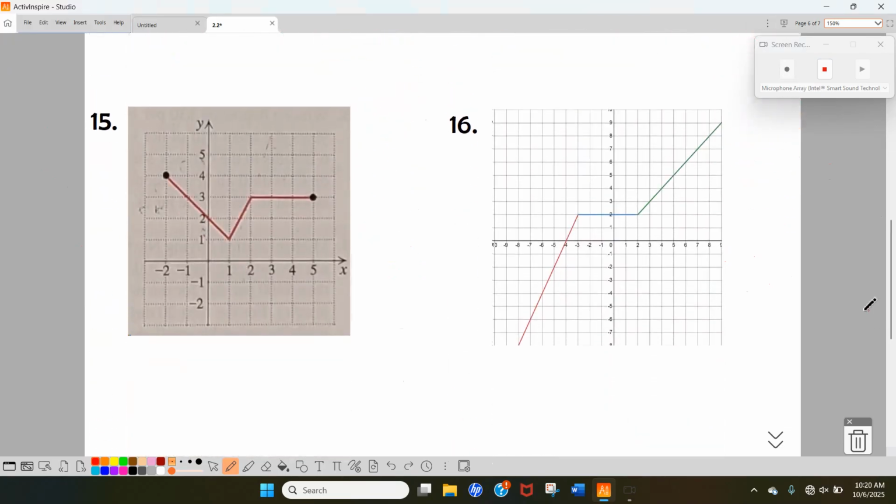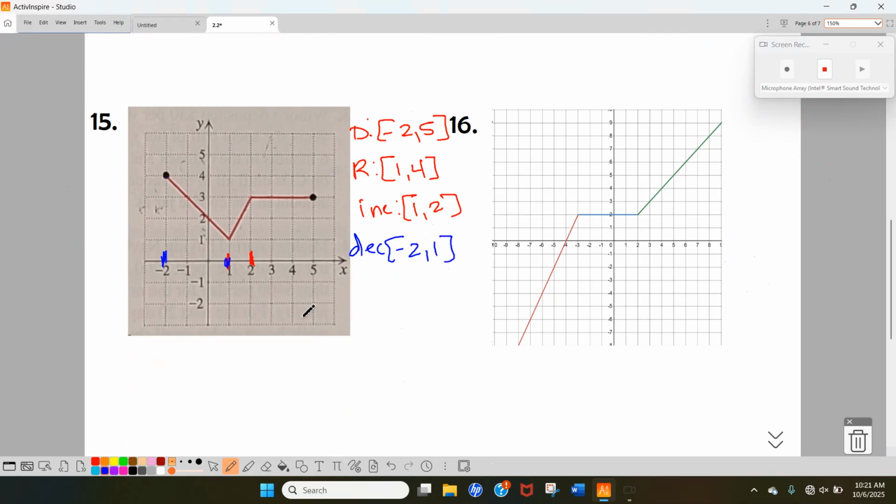All right, these last two, finally, we get something that has a constant piece. All right, domain. We go from -2 to 5. Range, we go from 1 to 4. We are increasing on this little chunk. So this is down, up, flat. So on the part where it's going up, so from 1 to 2. And then the part where it's going down, so from -2 to 1, it is decreasing. And then it is a constant in this part where it's flat, so from 2 to 5.